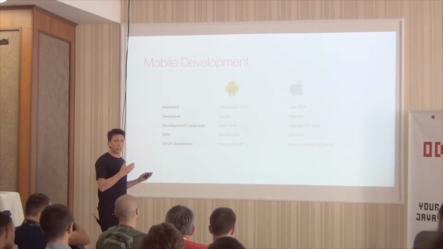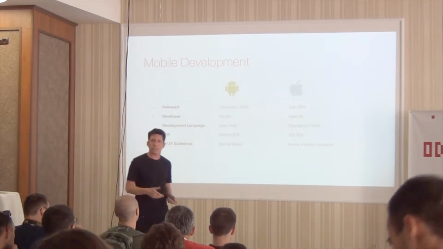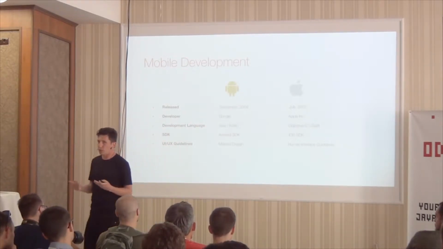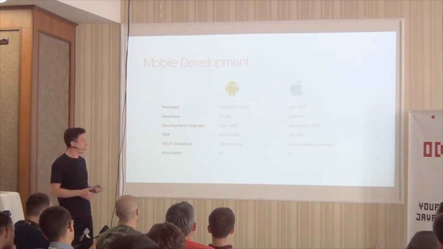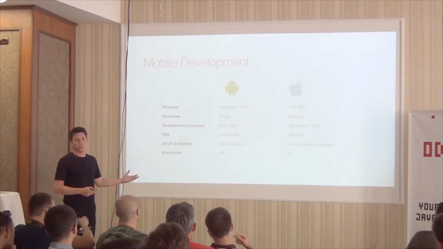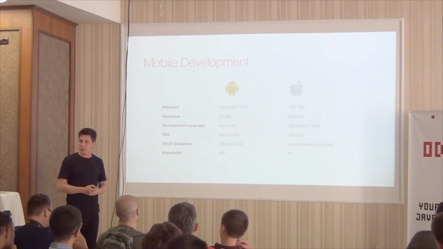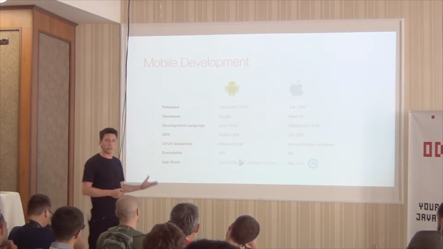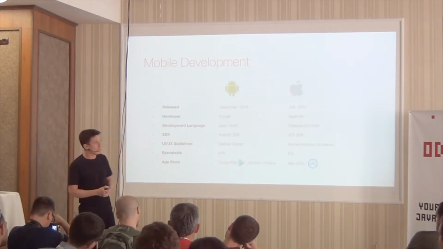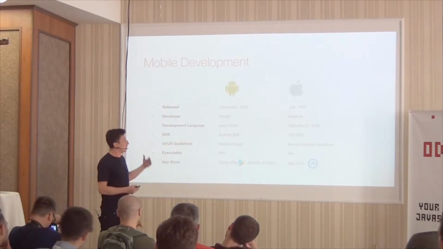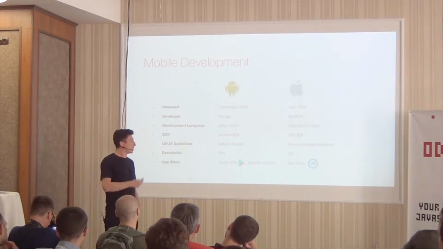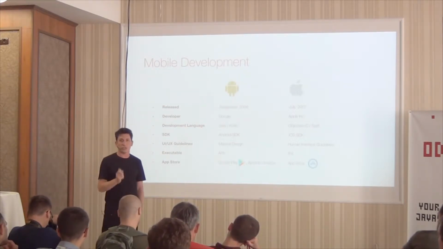Also, both operating systems have some UX and UI guidelines, so there are a few differences between the operating systems. And the executable on Android is an APK, and on iOS, it's an IPA file. And in the end, we can publish our executable, our application, in the Android case, in the Google Play or some other stores, and in Apple, only at the App Store.